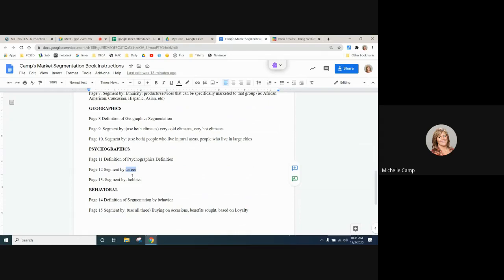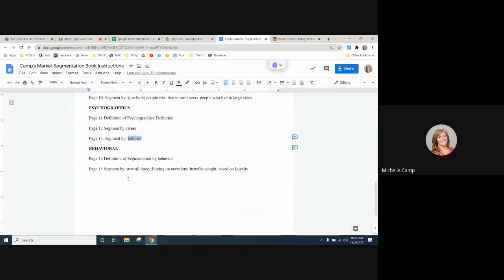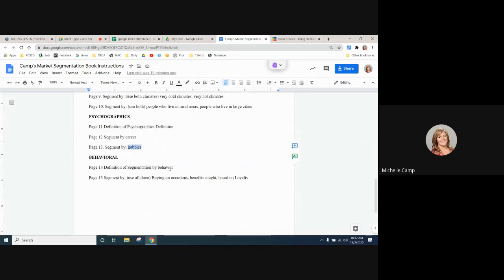And then hobbies. I want you to find 2 advertisements for a hobby that people may have. For example, the gaming industry is huge, and there are lots of advertisements out there for headphones, things like that. And then the very last one is behavioral, and that is segmented by use. So when we are buying things for occasions, the benefits sought, or even loyalty.